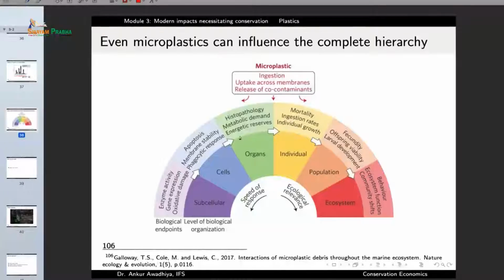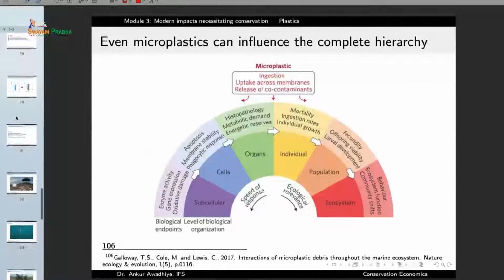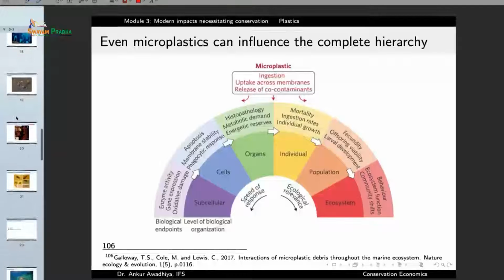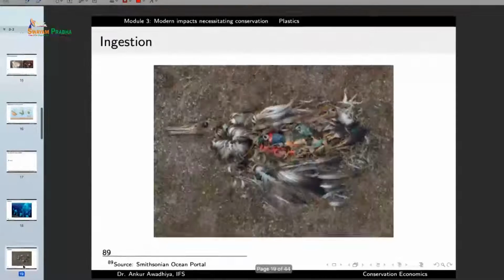At the level of population, because the individuals are now not that fit and their organs are not working properly, that will have an impact on the fecundity. It may influence offspring viability, because we have seen the case of this albatross in which the offspring viability was impacted because of the presence of plastics. And even in the case of smaller organisms, the microplastics will also play a very similar role.